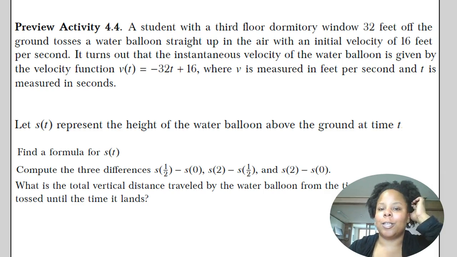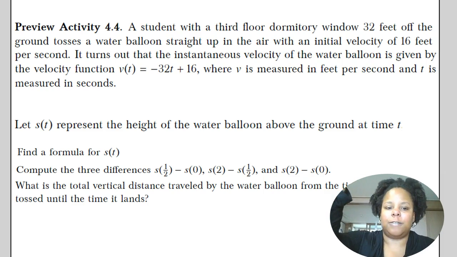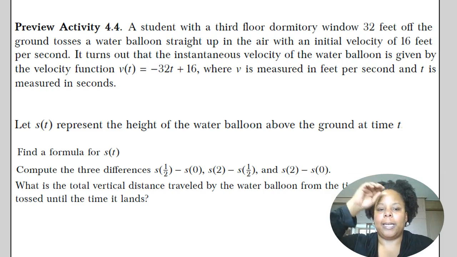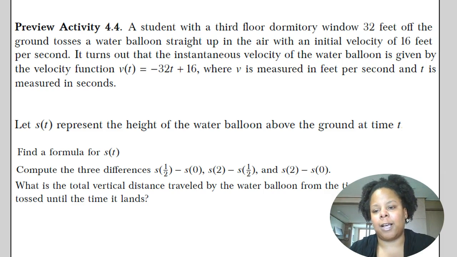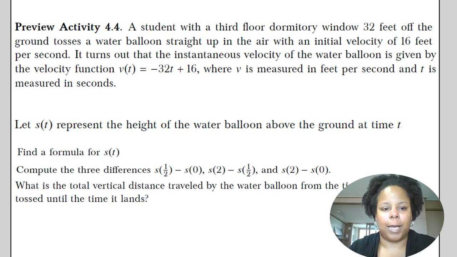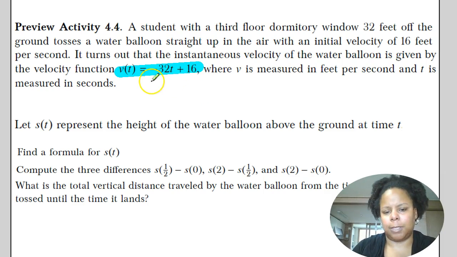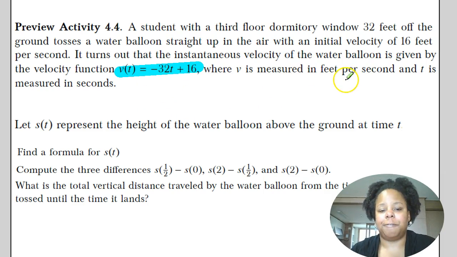So let's say a student is on the 3rd floor dormitory window, which is 32 feet off the ground, and tosses a water balloon straight up in the air with an initial velocity of 16 feet per second. And it turns out that I have an equation for the instantaneous velocity of the water balloon given by this velocity function, where v is measured in feet per second and t is measured in seconds.